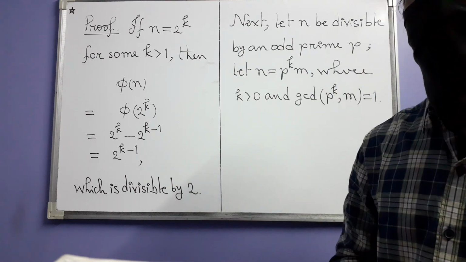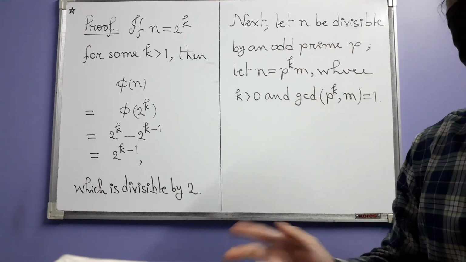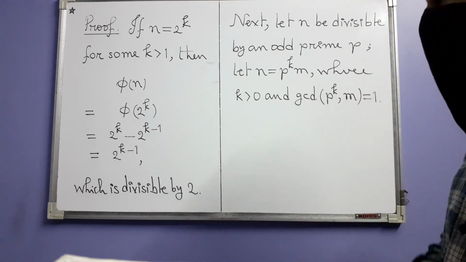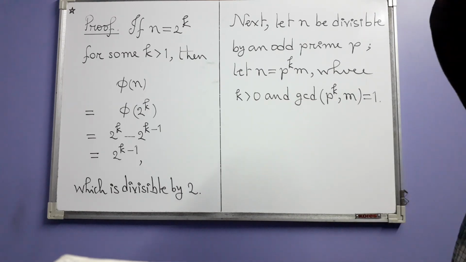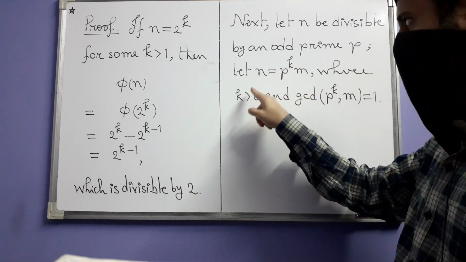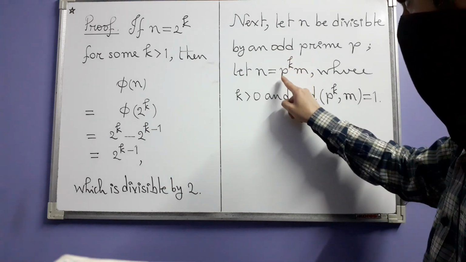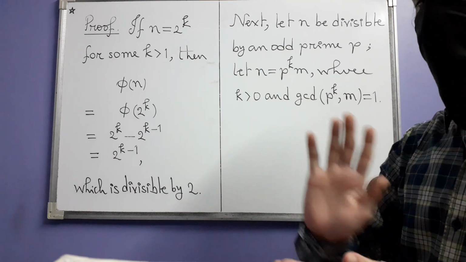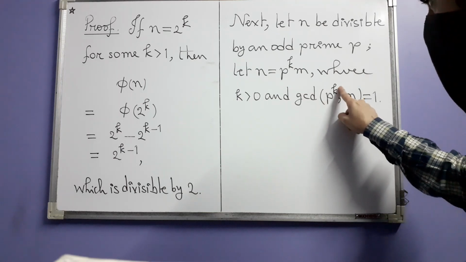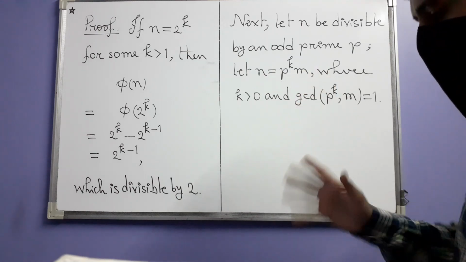But if that's not how n is, then n has to be divisible by at least one odd prime. Say p is such a prime. n may be divisible by many odd primes, but at least one odd prime is there which divides n. So then n will be of this form, p to the power k times m, because p needs to divide n, k is a positive integer, and at the same time we have conveniently separated the power of p completely from the rest of n, which is m. That means the GCD of p to the power k and m is equal to 1, which just simply means that p does not divide m.